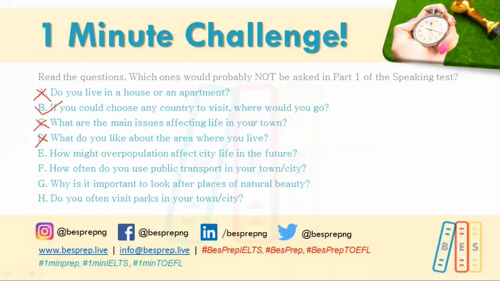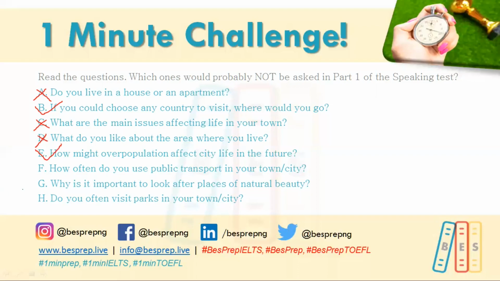Okay, the next one is, how might overpopulation affect city life in the future? Now this one is a little bit tricky, but it's actually a part 3 question because part 3 questions ask you a more abstract kind of question, expecting you to think a little bit more abstractly, not something that's very tangible to talk about. But yes, it's asking your opinion about something specific, and so it's a part 3 question. So no, it's not a part 1 question, and so it's part of our answers.